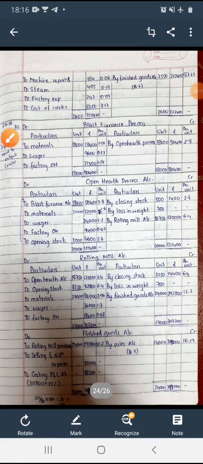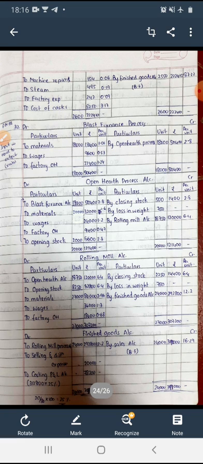Hello students, we'll see the next problem under process costing. See page number 35 and question number 32. In a chemical factory, the product passes through three processes. The production of each process is passed on to the next process immediately on completion. The following information is available for the month of January 2002.